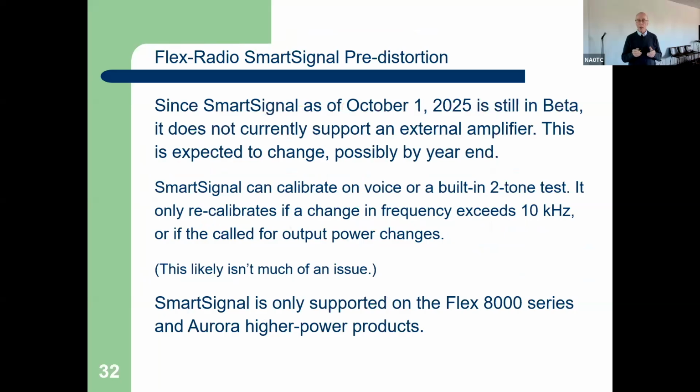And Flex radios, they're calling it SmartSignal instead of PureSignal. It's still in beta. I think Steve Hicks said that by first of the year, they'll hopefully be supporting an external amp. You can calibrate with your voice and just let it calibrate automatically. You can use the built-in two-tone test. As I mentioned, if you change frequency more than 10 kilohertz, it'll recalibrate. But the SmartSignal is only going to work on the 8000 series. So if you are a 6000 owner, no. And then this new Aurora, which is the download.